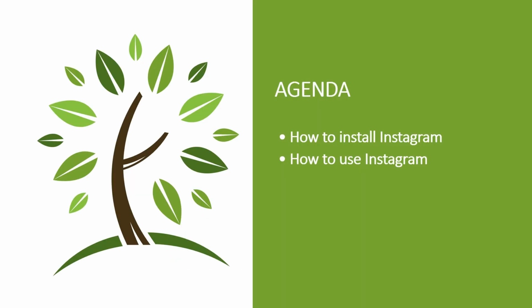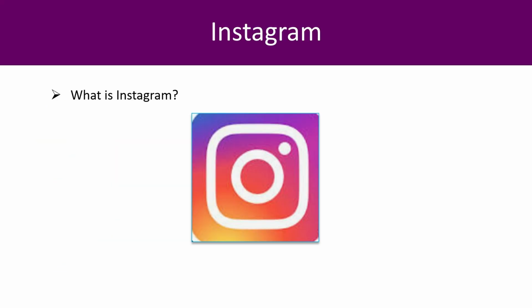We're going to talk about how to install Instagram, how to use Instagram, and we'll talk a little bit about what Instagram is. So, what is Instagram? Instagram is a social media platform that's owned by Facebook and is easily linked to Facebook. Instagram focuses mainly on pictures and video as opposed to text. It's really designed to work on smartphones, although now it can work with computers as well.